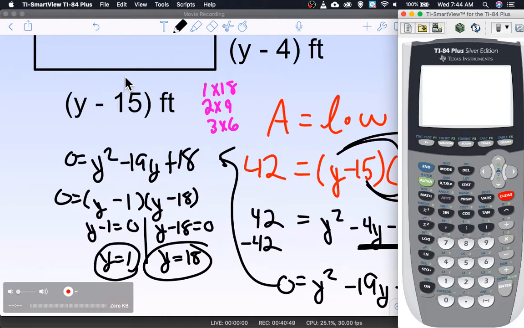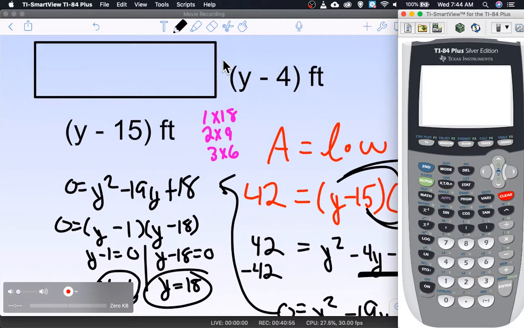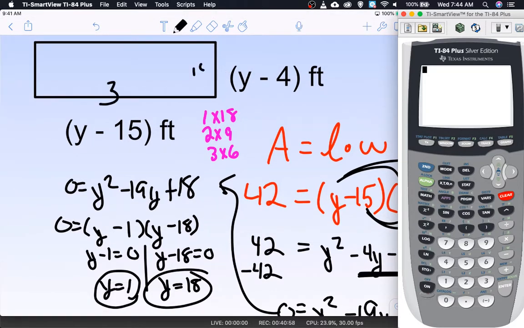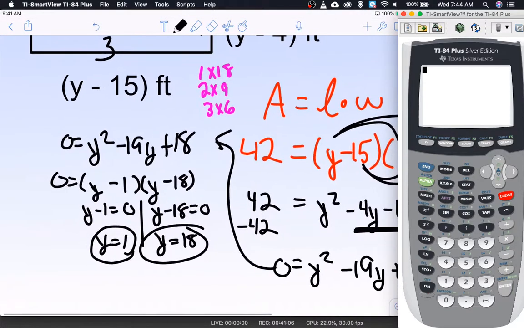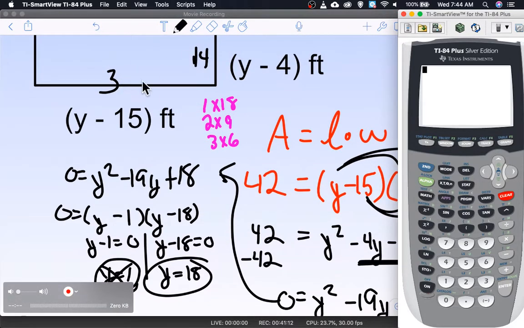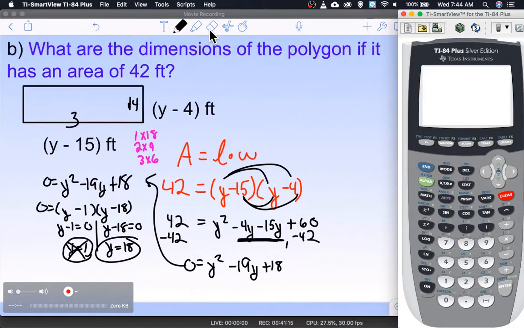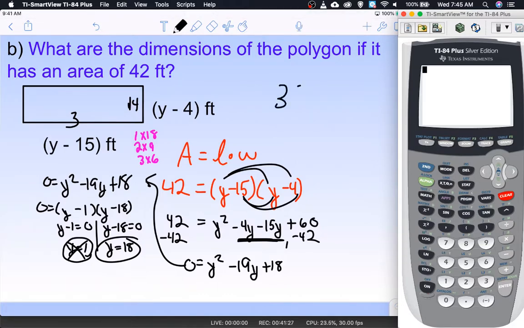18 minus 15 is 3 feet, and 18 minus 4 is 14 feet, which looks a little weird that this side is 3 feet and this side is 14 feet, but whatever. It's all good. Maybe we should switch them at some point, but you get the idea. Okay, so we figured out that it can't be this one. Y is 18, and when we plug that in, that gave us the lengths of the sides, and that was our job. What are the dimensions of the polygon if it has an area of 42? Well, the dimensions are 3 feet by 14 feet.